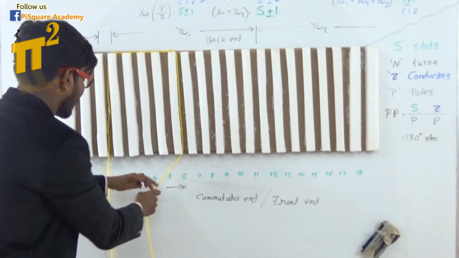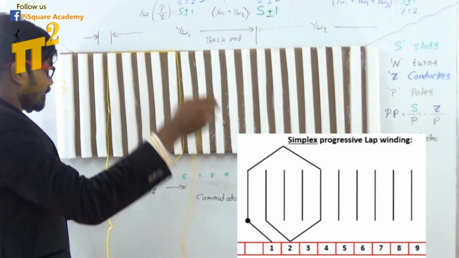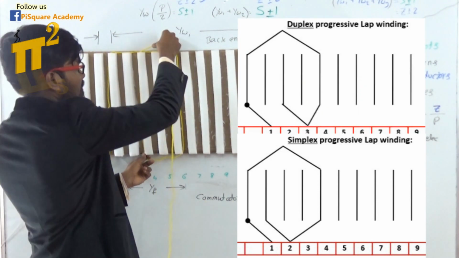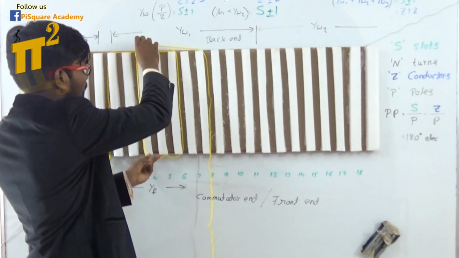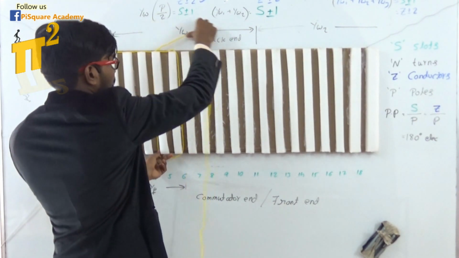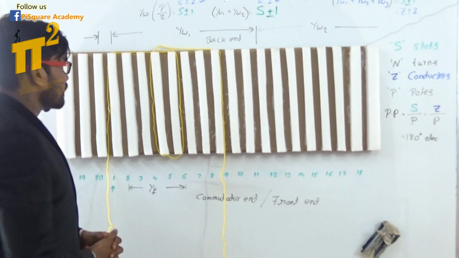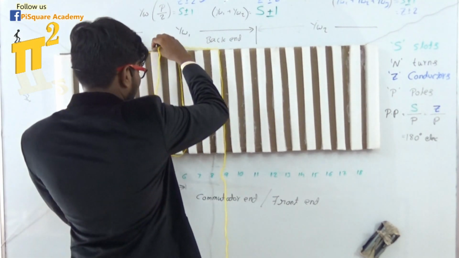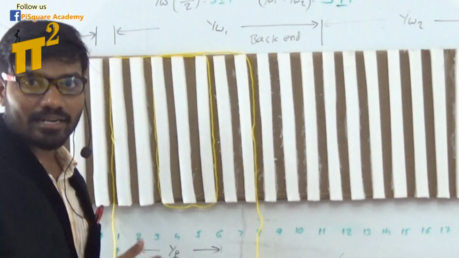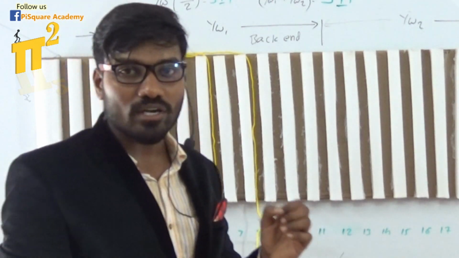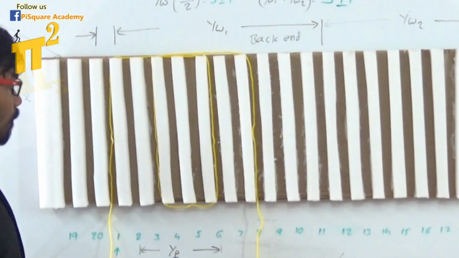In case of lap, if I place it here, it is simplex winding. If I place it here, it is duplex winding. And this is triplex winding. And quadruplex, something like that. Alright. Now, what is singly re-entrant and doubly re-entrant? This is there only for multiplex winding. Okay. So let me take duplex winding.